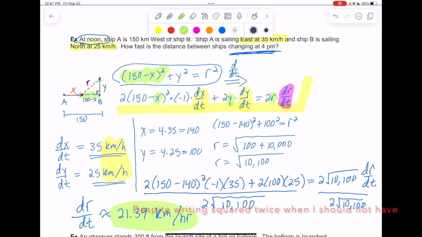But let's think a little bit about, does it make sense? If one of them is going at 35 kilometers per hour and the other one's going at 25, is it possible that we get a speed that's slower than either of those? I think it is, because we have some strange stuff going on. It's like A is trying to sail over to B, but B is leaving. As A starts getting closer to B, and by the way, the distance was almost gone, we were down to 10 kilometers from the initial distance of 150, so you're almost directly underneath ship B at that point. Most of the rate at which the distance is changing is caused by ship B sailing upward at 25 kilometers per hour. But ship A is still closing the triangle a little bit, so that's going to slow that distance down. So I think 21.39 kilometers per hour is a reasonable answer.